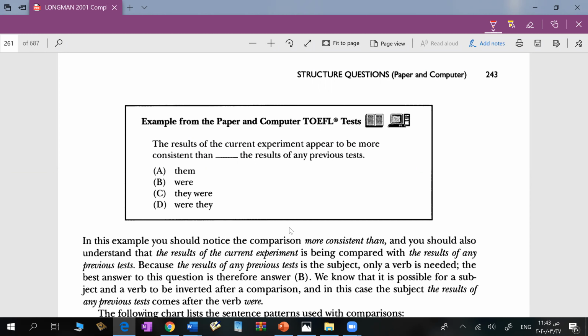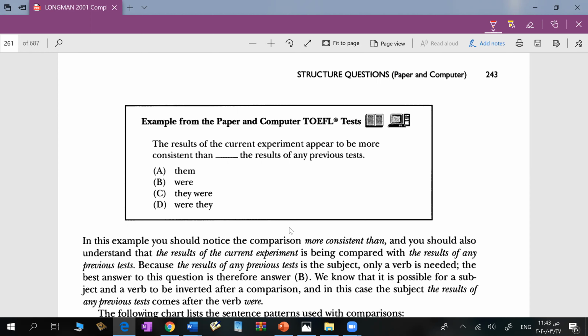The results of the experiment appear to be more consistent than the results of any previous tests. Were they? Were they the results? So we will have two subjects. Were they is the subject and the results is another subject, right? Were they the results? So we have two subjects. I think it's B. Were the results of any previous test.